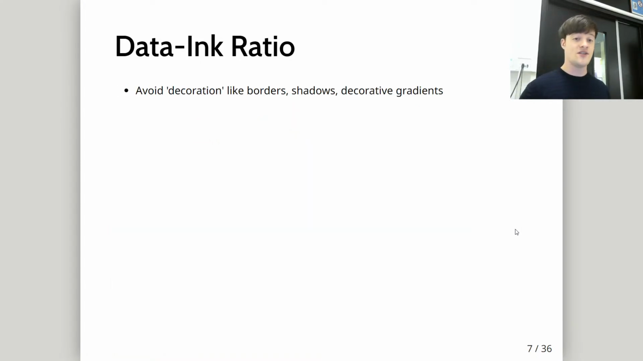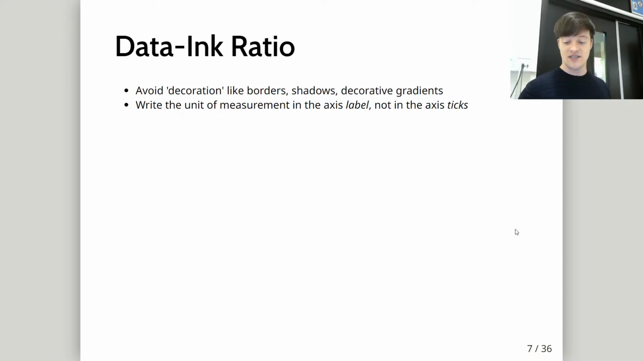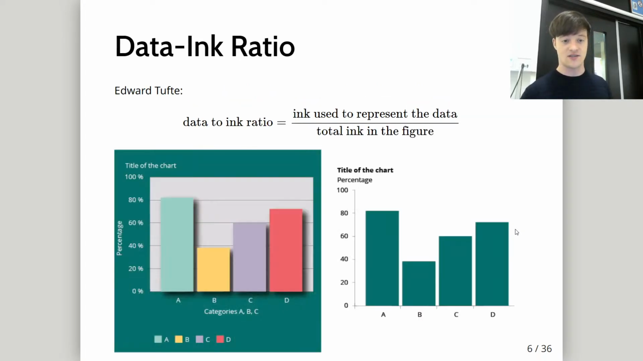So avoid decoration, borders, shadows, and gradients, for example. Write the unit of measurement in the label and not in the ticks. So the tick is the things that you see over here, 1, 2, 3, 4, 5, 6. And the label is what you would print over here, or in this case, it's printed over here.